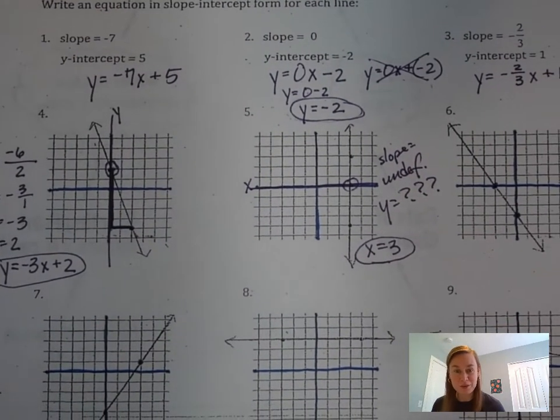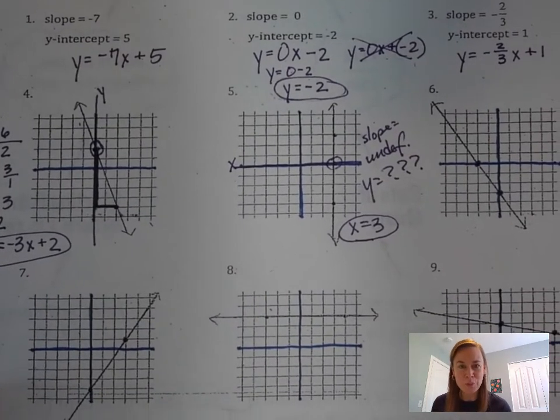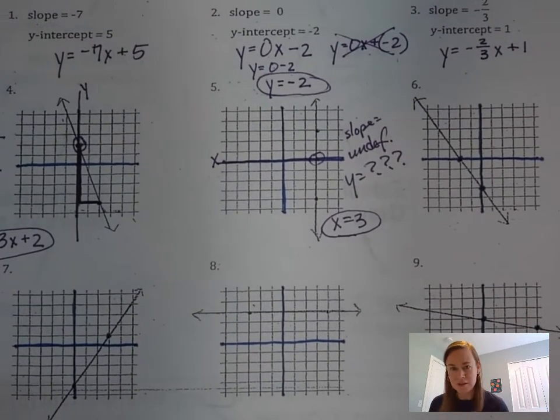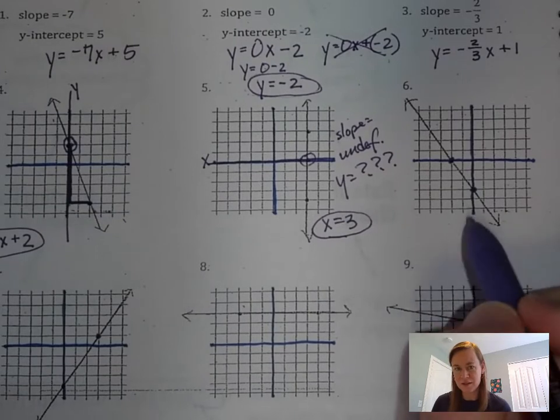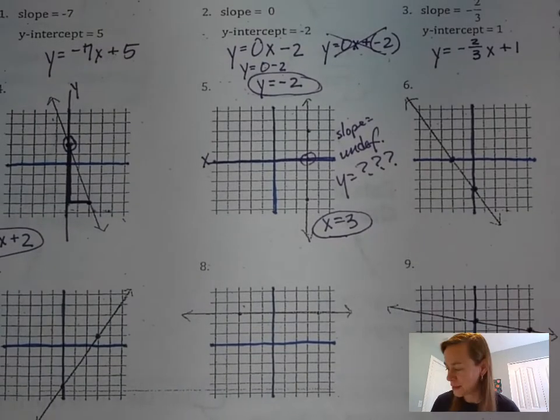This one is more in the normal category. It's got a slope and it's got a y-intercept. I will write our stuff down here. I keep running out of room. Sorry about that.